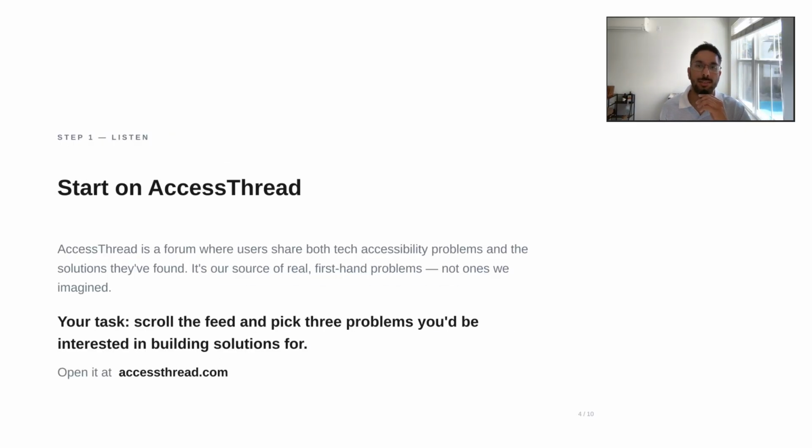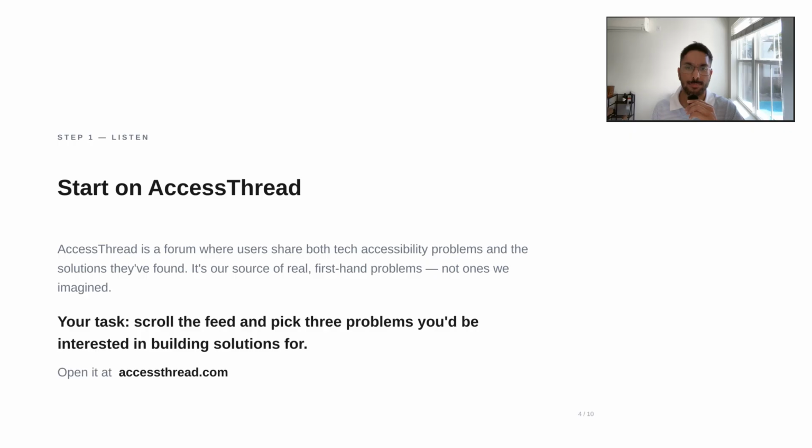Step one is to listen, and we're going to do that on AccessThread. AccessThread is a forum where users share both the tech accessibility problems that they're running into and the solutions they found. That makes it our source of real firsthand problems. So here's your task. Scroll through the feed and pick three problems that you'd be interested in building solutions for. You can open it up at accessthread.com and follow along.